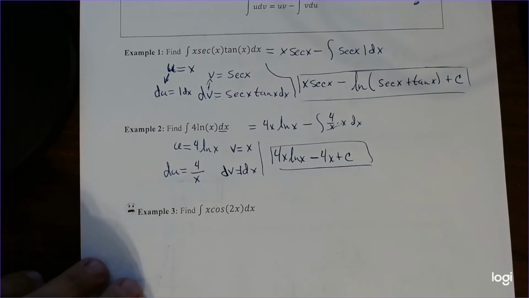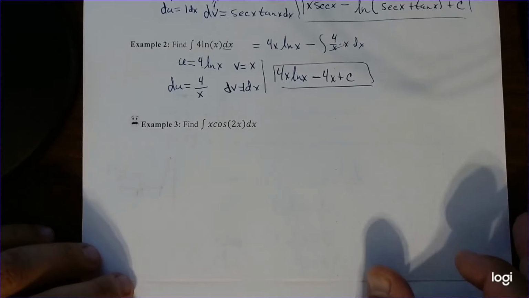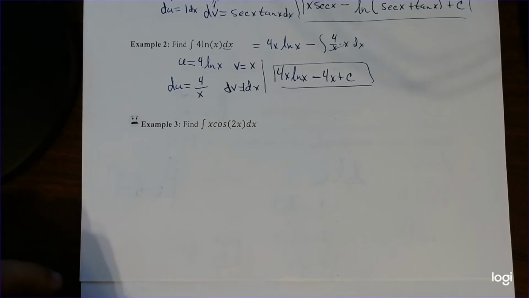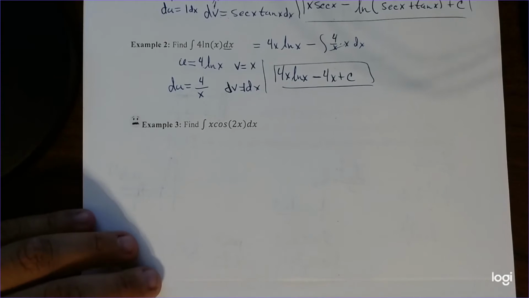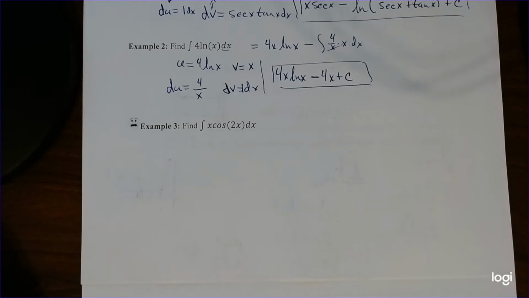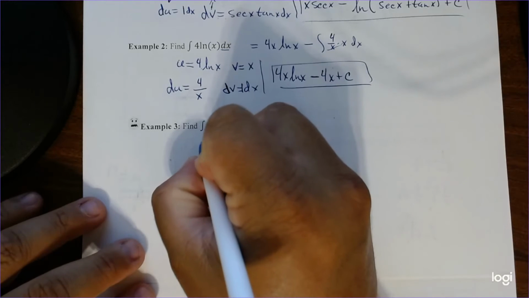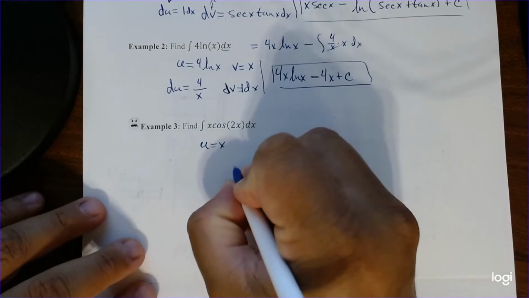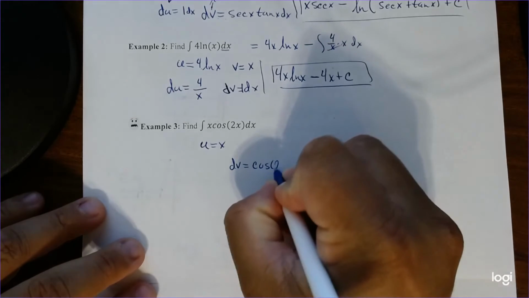All right, now let's try a hard one. That's the reason why I have a little scary face here. This is a pretty tough one because it combines a couple of different types of things into one. Same thing, we're going to find the integral of x times cosine of 2x. So we're going to let u equal x, and then dv equals cosine of 2x.